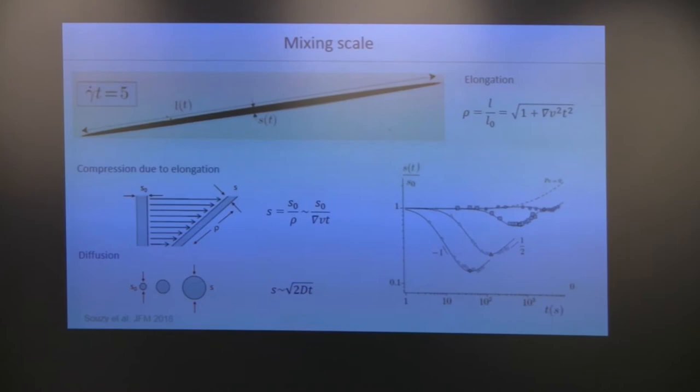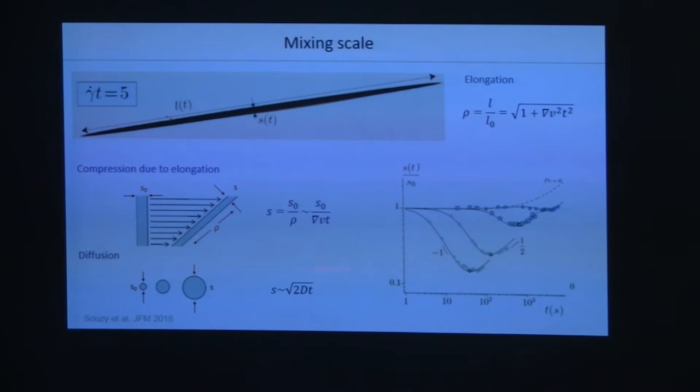So to understand this full evolution, we need to understand not only the compression regime, but also what happens here, where it seems that the width becomes constant, and then the second regime where it increases again. So we need to understand the balance between two phenomena: compression, where the width is decreasing linearly in time, and diffusion, which increases the width like square root of Dt. Initially, compression is stronger than diffusion.